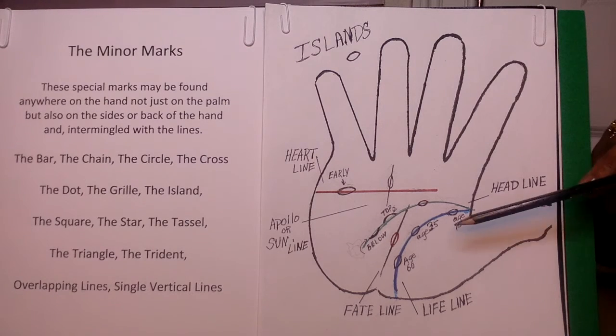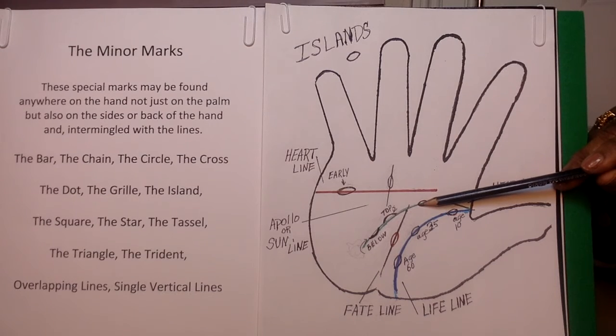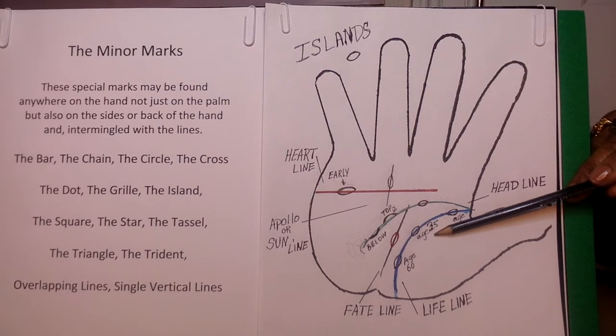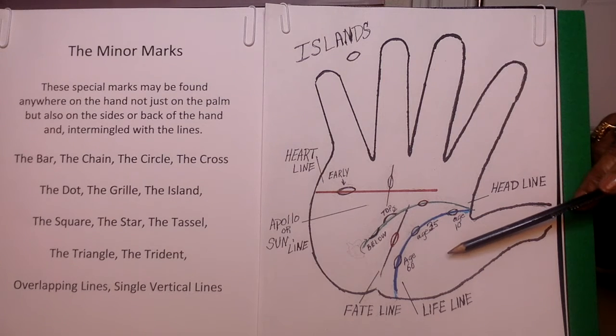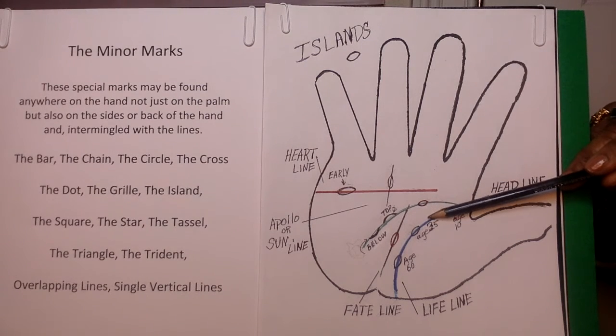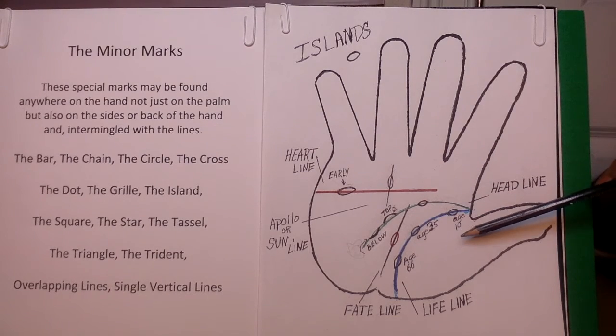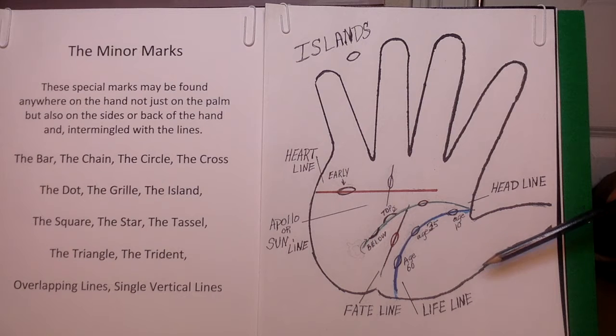All right, let's go on to the headline in green. An island on the headline indicates poorly functioning mental powers for as long as the island is present. Although the headline is a sign of great intelligence, it indicates we suffer from stress when meeting deadlines or being put under any sort of pressure.